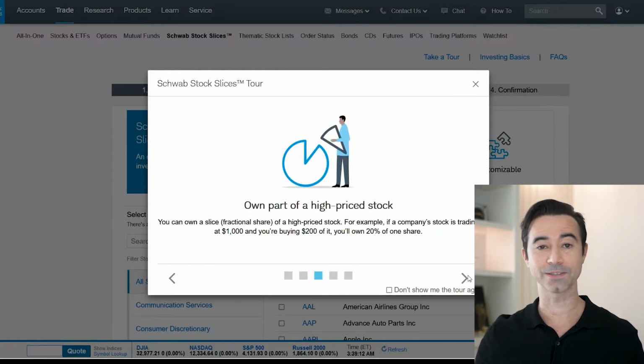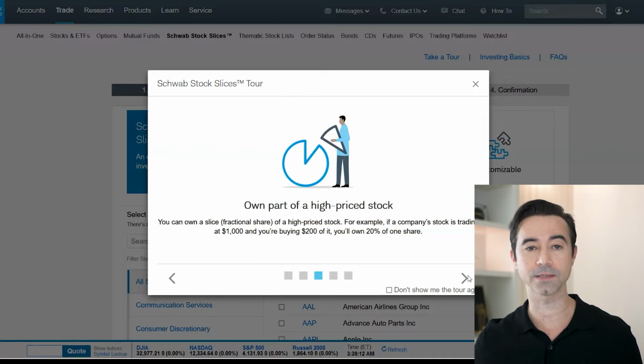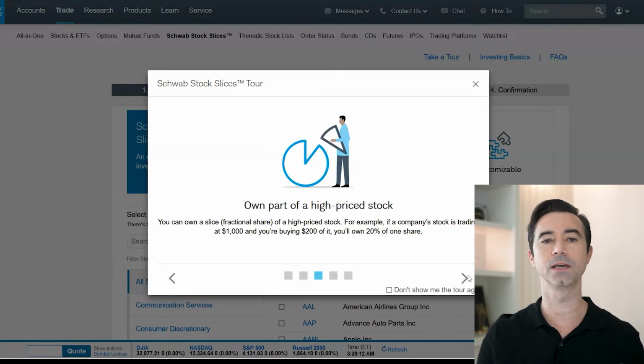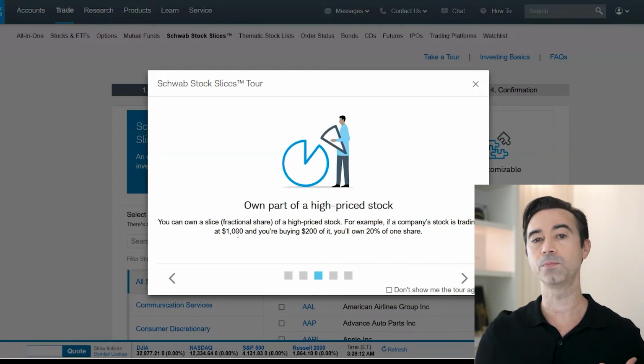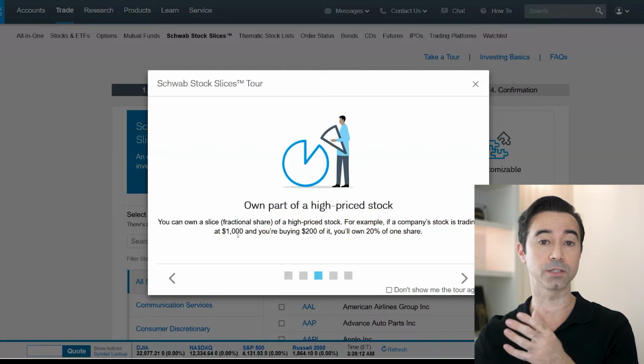You can see here on this next little tour part, it shows you about stock slices. So what is a stock slice? It's essentially, instead of owning just one share of a company, you own a fraction of that share. So for example, right here, it says if a company is selling for $1,000 a share and you buy 0.2 shares of that company, you're going to buy 20% of a share. You're buying a fraction of a share of the company. So Schwab is giving you this type of functionality where you don't have to buy an entire share of a company. You can actually buy a fraction of a share.